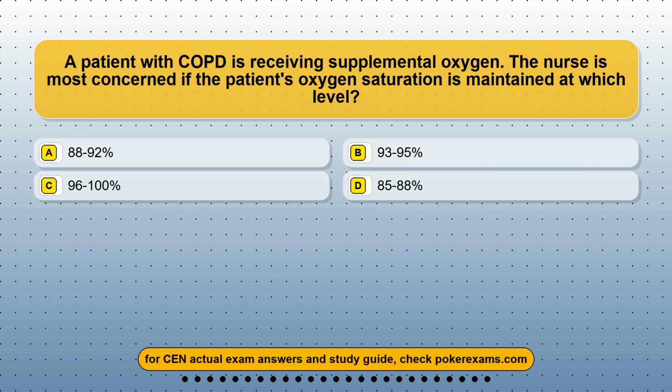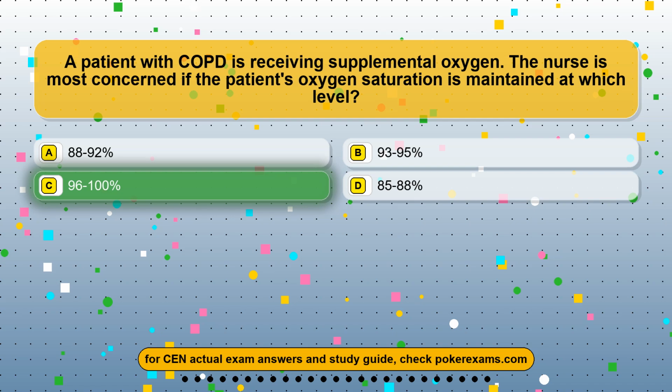Question 8. A patient with COPD is receiving supplemental oxygen. The nurse is most concerned if the patient's oxygen saturation is maintained at which level? Option A, 88-92%. Option B, 93-95%. Option C, 96-100%. Option D, 85-88%.